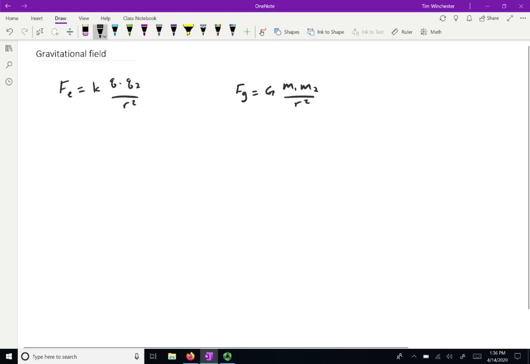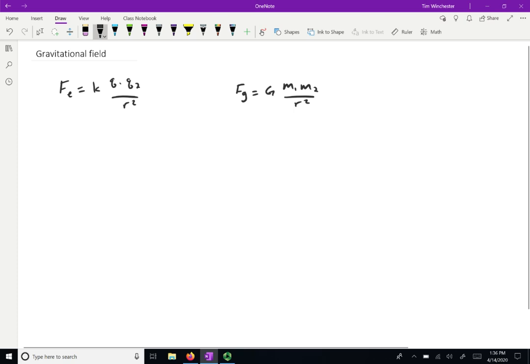So because these two equations are so similar, it makes sense to spend a little bit of time seeing what's the same and what's the difference between them. Okay, so one thing that we can immediately see is that the forces are on the left-hand side in both cases. So the gravitational force and the electric force are analogous to each other in that way.